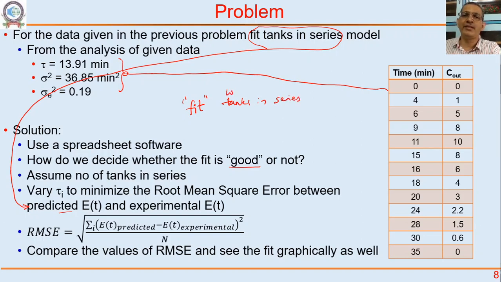When I say tanks, it is well mixed tanks, right? So what we are going to do is use the E curve for the tanks in series model, calculate this error and minimize that error with respect to the parameters in the model. What are the parameters in the model? Number of tanks in series and residence time for each tank. Do this for yourself, then only go forward. Pause the video. Unless you do it for yourself, don't go forward.